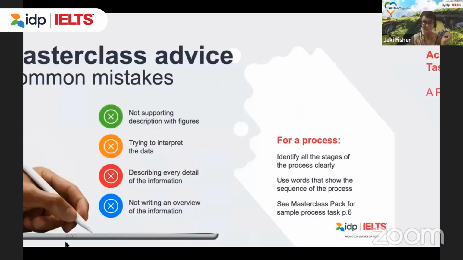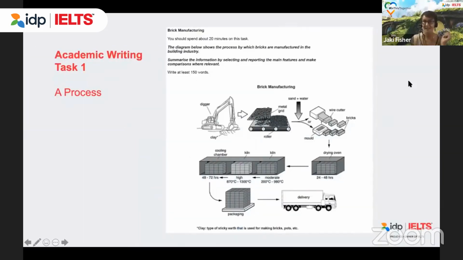Okay, now sometimes you are given this. This is what's called a process. Now, if you get this, don't panic. It's kind of easier in a way. When you get this, you just have to describe each step and use all the words. Make sure you mention all the words.